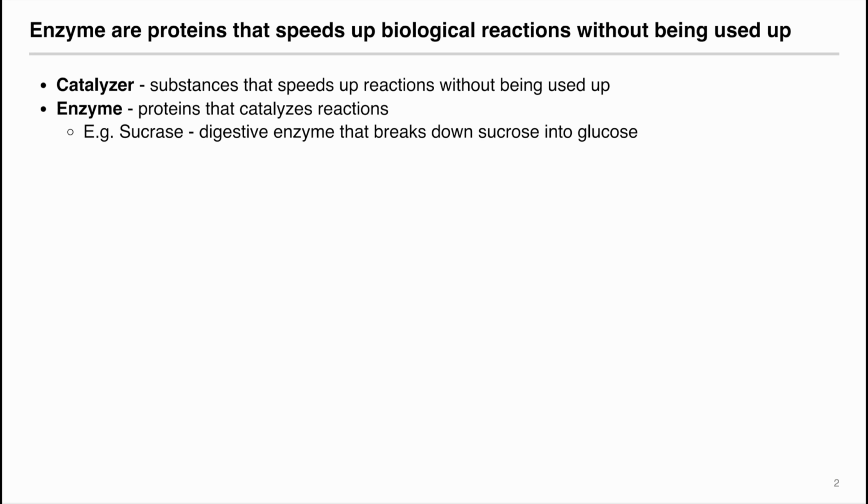For example, sucrase is a digestive enzyme made of proteins that breaks down sucrose into its components of glucose. To illustrate this, we can write the formula for the chemical reaction. So we have sucrase, the enzyme that binds to sucrose, and it breaks sucrose down into two glucose molecules. And the sucrase itself is preserved. This is the overall reaction.